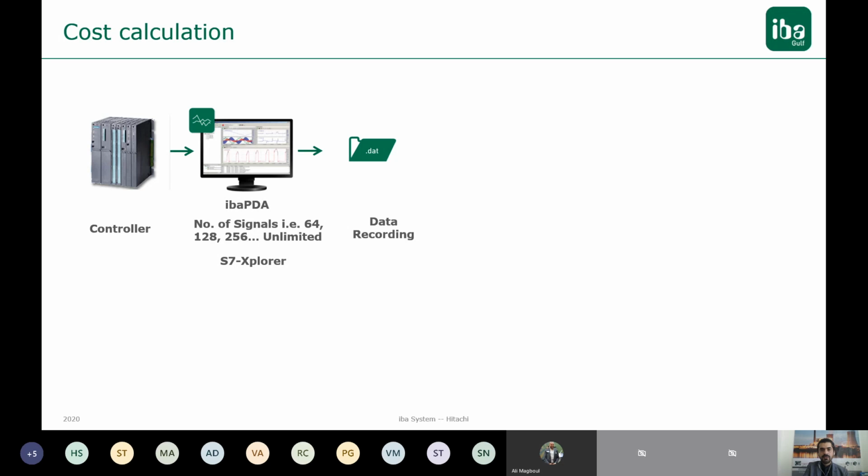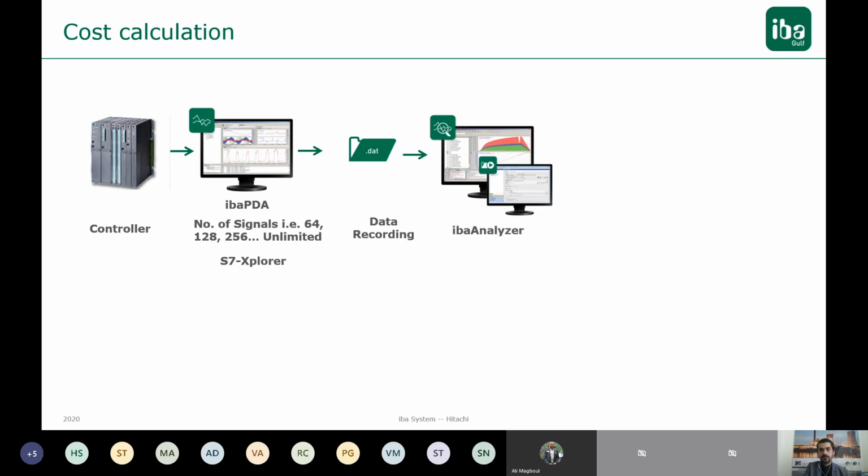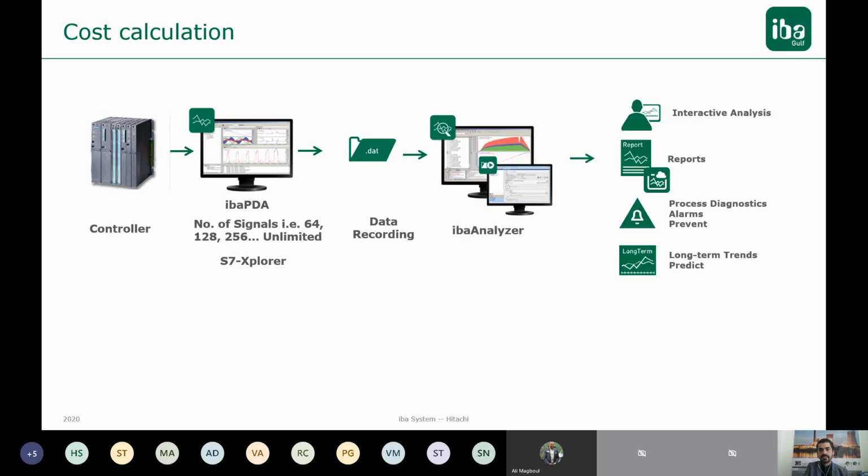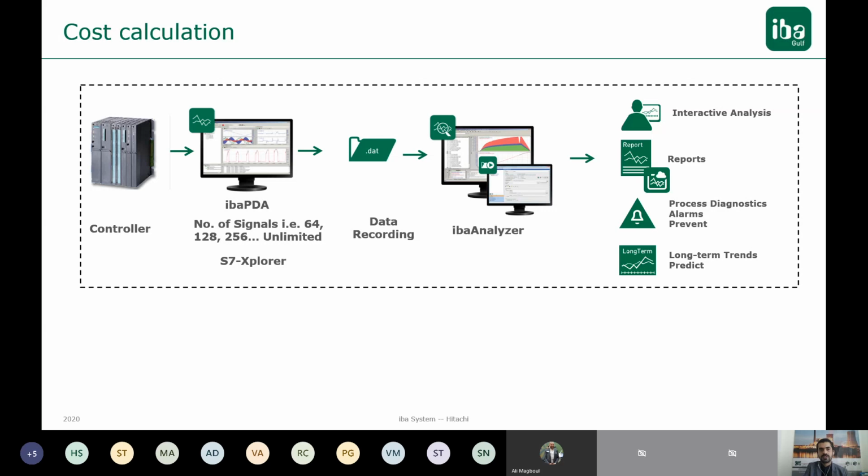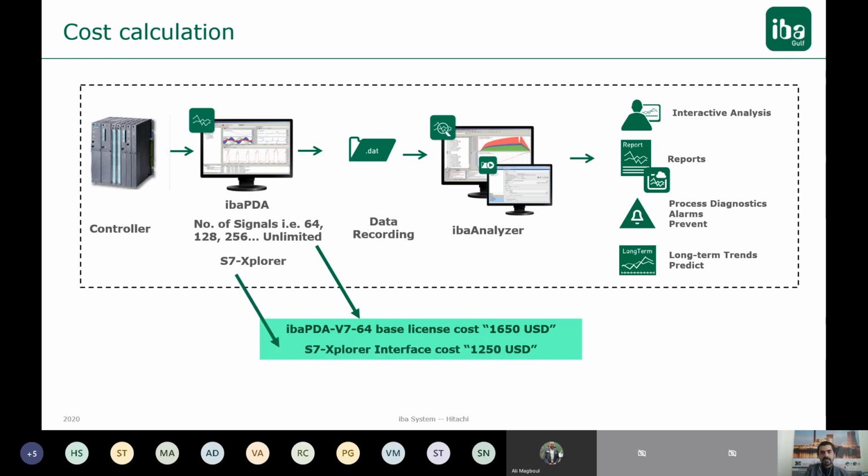Then you record the values, do the analysis, generate reports. This is your complete EBA PDA installation. So first thing, the EBA PDA V7 64 signal license is 1,650 USD, and the S7 Explorer is 1,250 USD. This is a one-time investment.